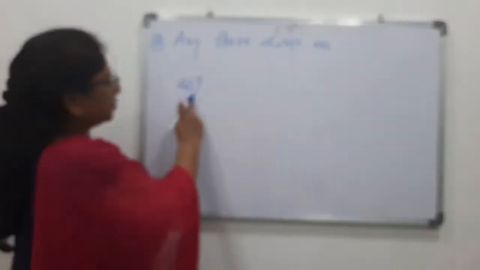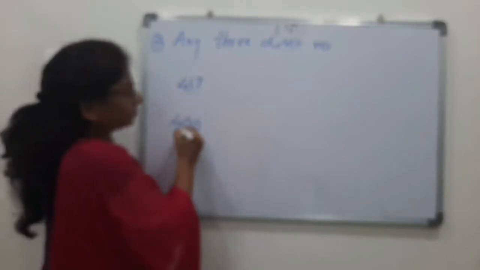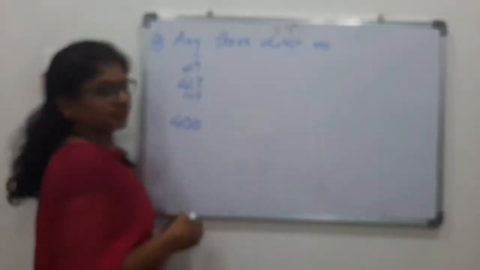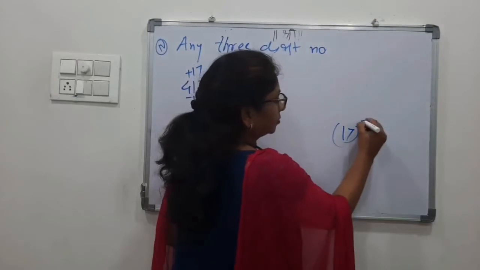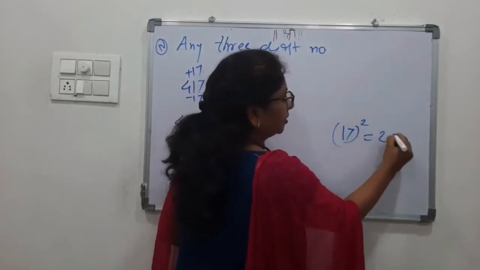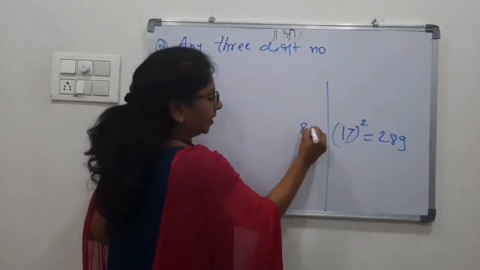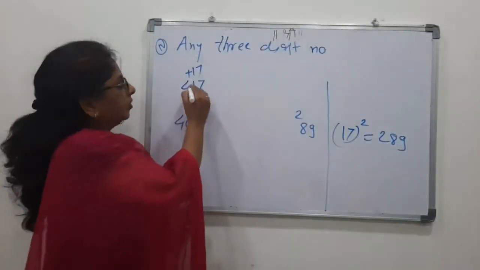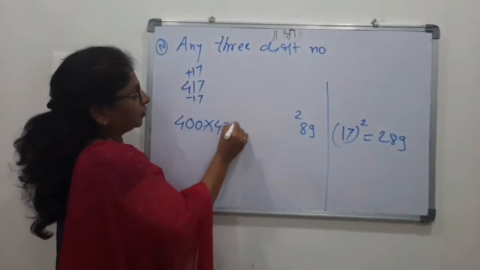Okay, so which multiple of 100 is nearer to 417? 400. So subtract 17, add 17. 17 we are adding, subtracting. So the square of 17 is 289. For our answer we will take 89 only, and 2 we will give for carry. Now by adding we will get 434.